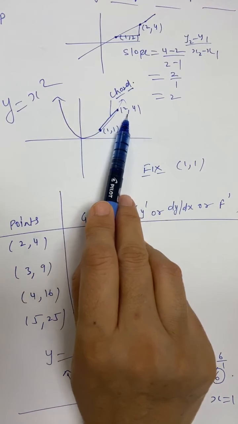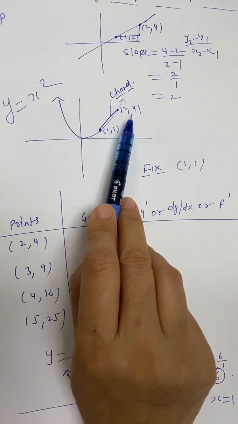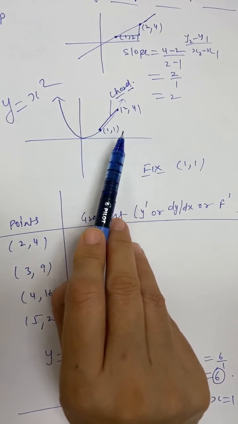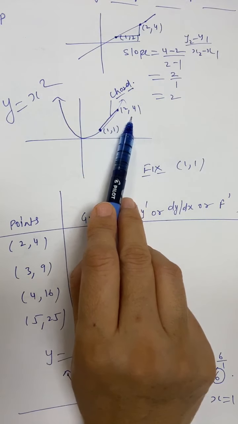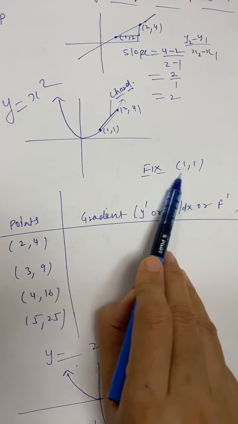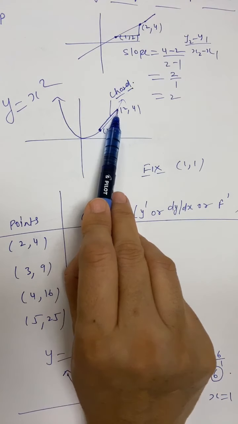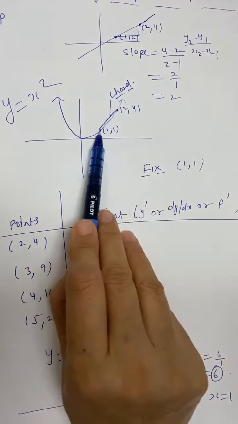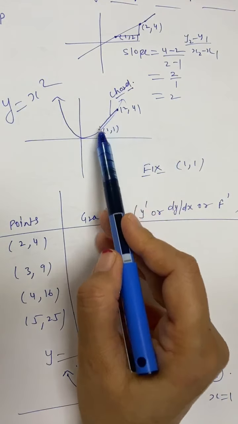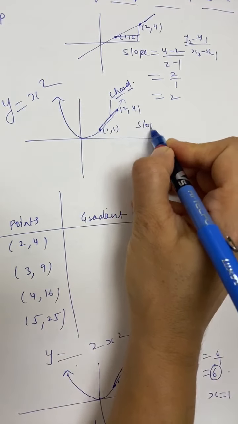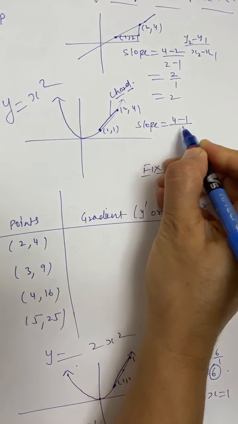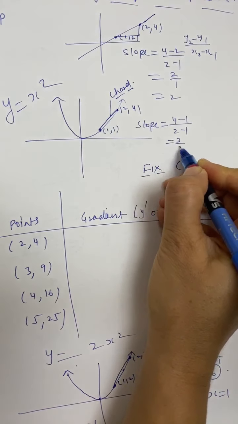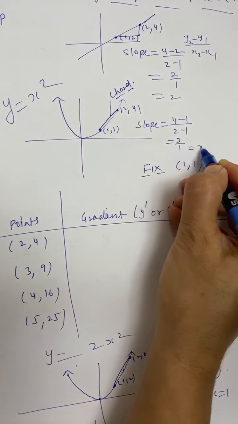I'm keeping the same points which we were using in the previous lesson, so (1, 1) and (2, 4). And what we did is we fixed point (1, 1), and we know the line which connects (1, 1) and (2, 4) is called a chord, and we know how to find its slope. So we know how to find the slope of this chord, which in this case is 4 minus 1 over 2 minus 1. So that is 3 over 1. So the slope is 3.